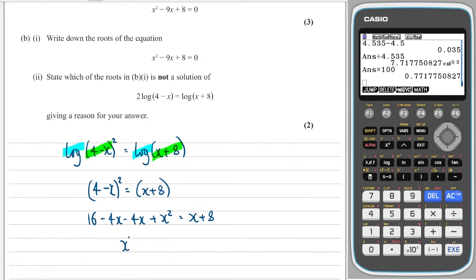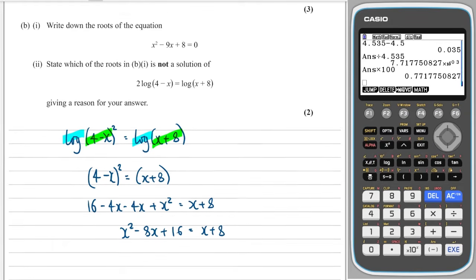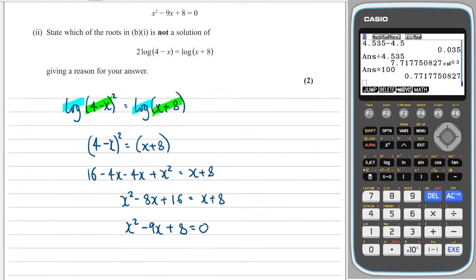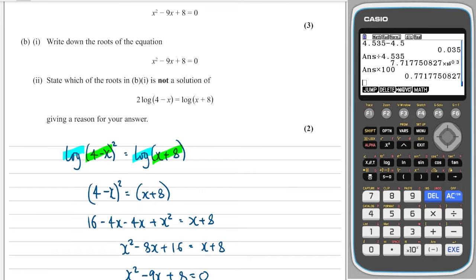Simplifying, I'm going to get x squared minus 8x plus 16 equals x plus 8, and that's going to give me x squared minus 9x plus 16 is equal to 0. Oh no, sorry, I need to minus the 8, so plus 8 equals 0. Great, that's what we've asked for.